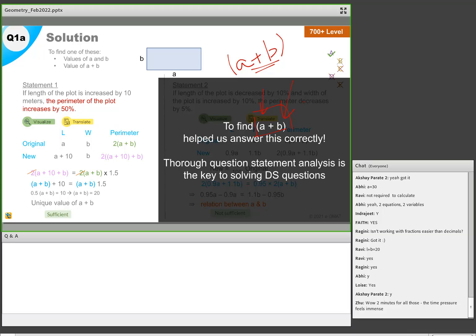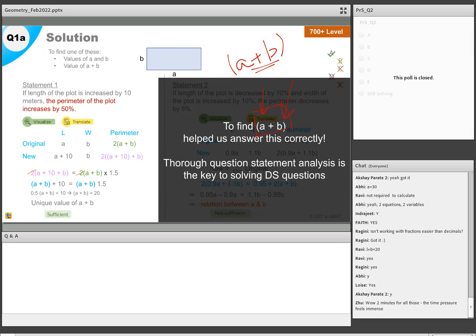Here's question 2. Here you go. Let's solve this. Let's get this question. I hope the DS question was useful because you can see in terms of approach how we are going about things systematically. All right, so here's the question.